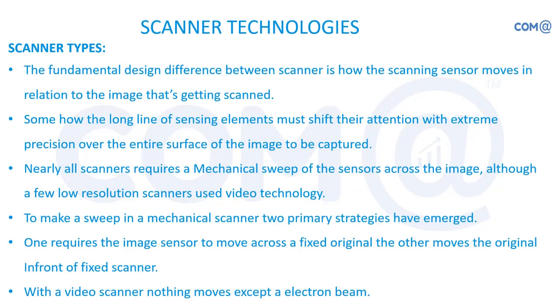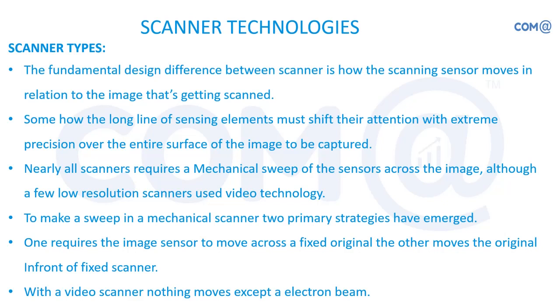Scanner types. The fundamental design difference between scanners is how the scanning sensor moves in relation to the image that is being scanned. Normally the scanners used in all the offices or premises are flatbed. The scanner will be available as a flatbed structure, so we'll be using that for keeping the books or papers and doing the scanning.